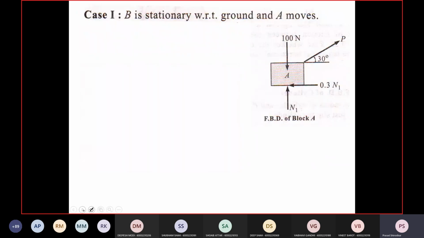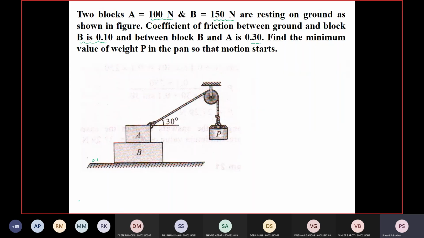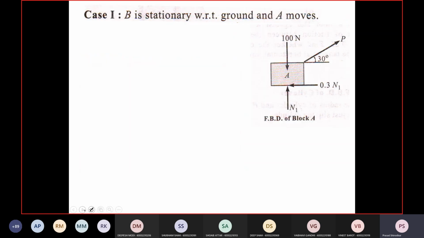So let's start by constructing the free body diagram. This reaction will be N1, and the coefficient of friction here is 0.3. N1 is the normal reaction and the frictional force is 0.3 into N1. So write the equations for this free body of block A. Summation Fy is equal to 0.